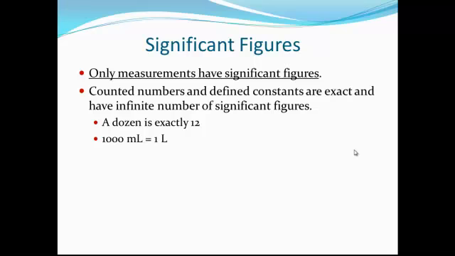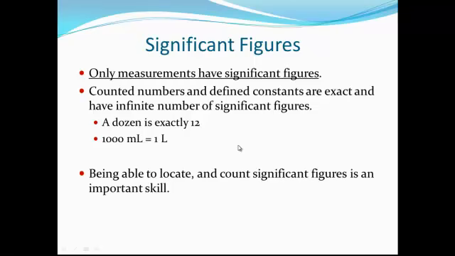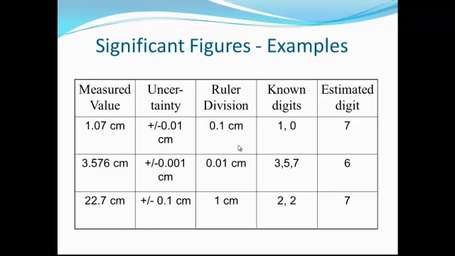So a dozen is exactly 12, and that number 12 is considered to have an infinite number of sig figs. And this one is also 1,000 milliliters equals 1 liter. That 1,000 and the 1 are all considered to have an infinite number of sig figs, significant figures. Being able to locate and count significant figures is a vitally important skill. So now let's take a look at some examples.